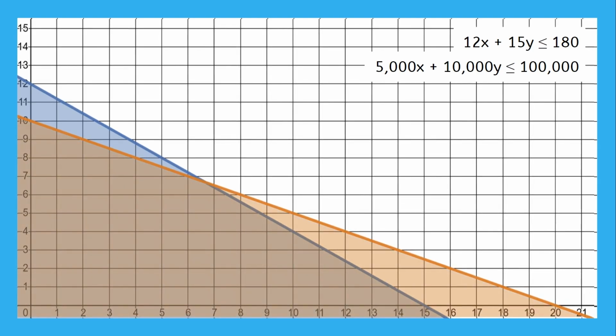Remember, you aren't even required to use the point 0, 0. You can use any point that makes sense to you as long as it isn't on the line. If you instead chose to test using this point, 1, 2, then you'd have to ask yourself, would that fit the problem? And it would, because assembling 1 car and 2 trucks would cost a total of $25,000, which is still below the budget of $100,000.